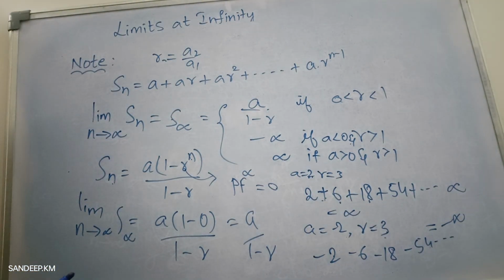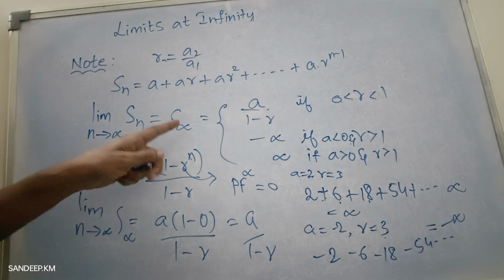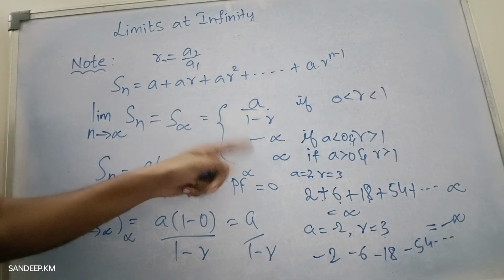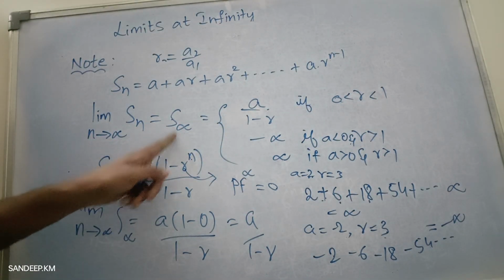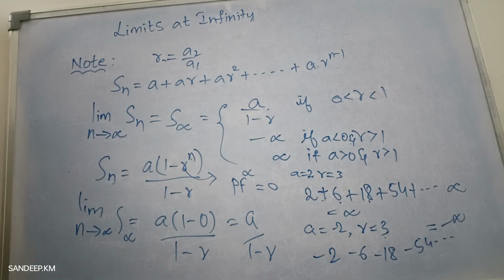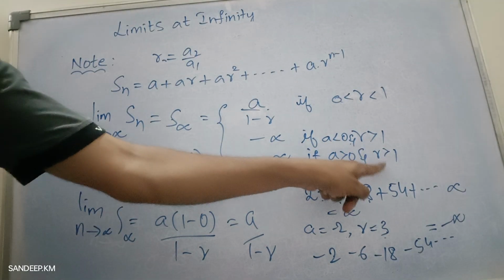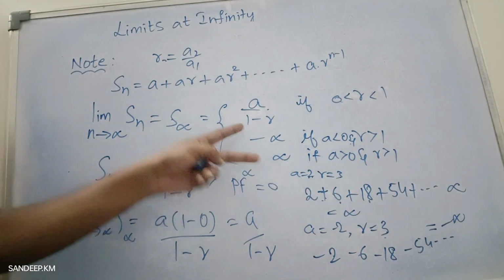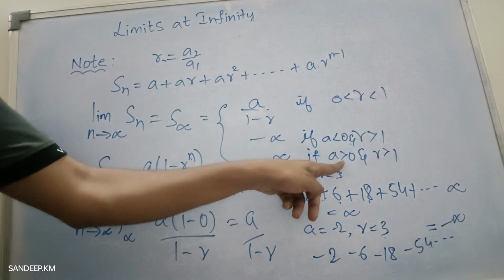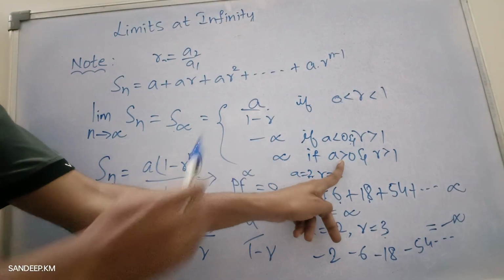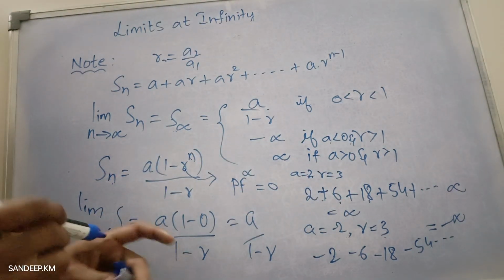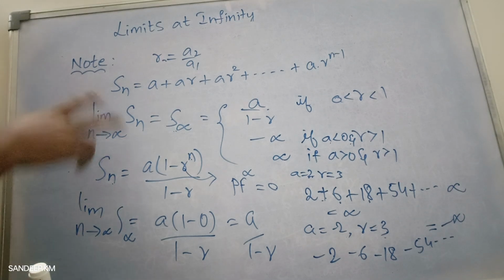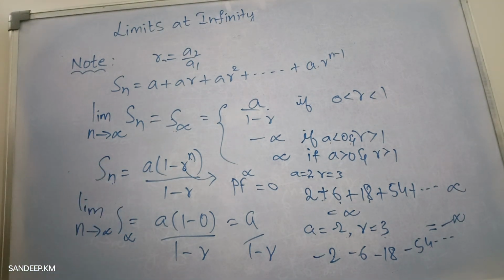Correct or not? So what I am trying to say is, the sum of infinite terms in GP has three possible answers. If the common ratio is a proper fraction between 0 and 1, then the sum of infinite terms will be A by 1 minus R. And if the common ratio is an improper fraction, more than 1, there are two possible answers. If the first term is positive, then the sum of infinite terms is infinity. And if the first term is negative, then the sum of infinite terms will be minus infinity. Let us have a clear example on these three before going to the problems on limits at infinity using GP questions.